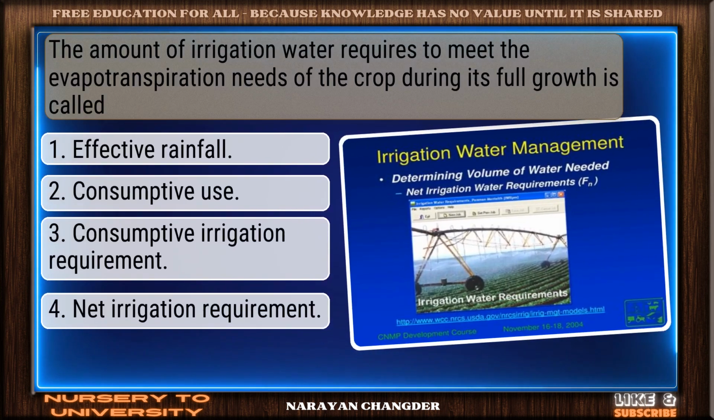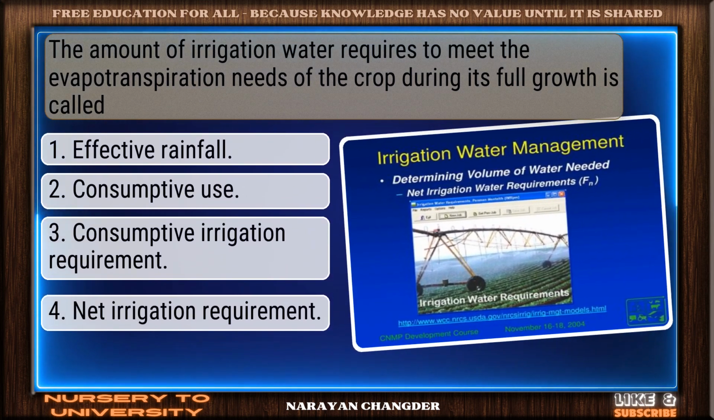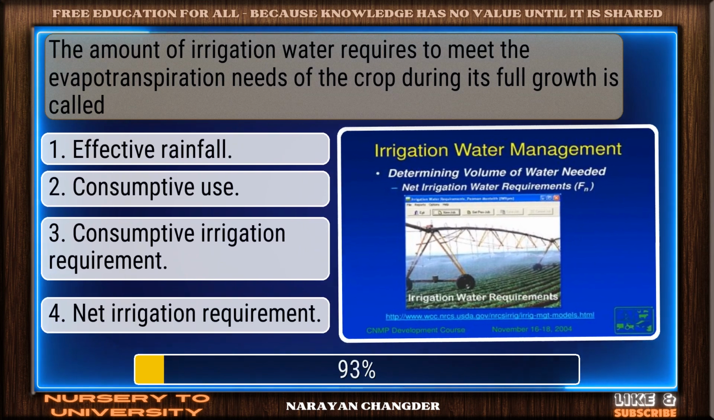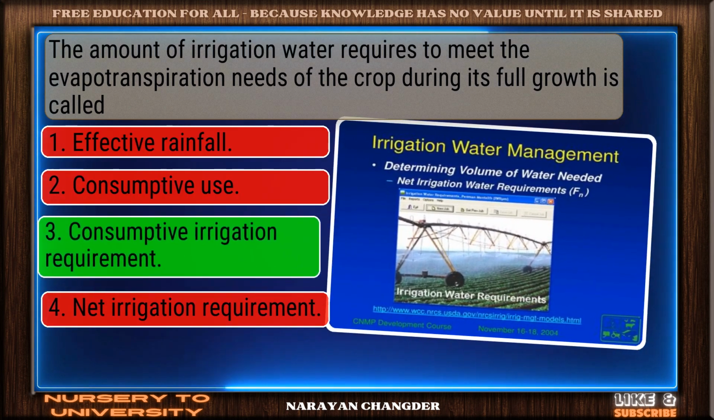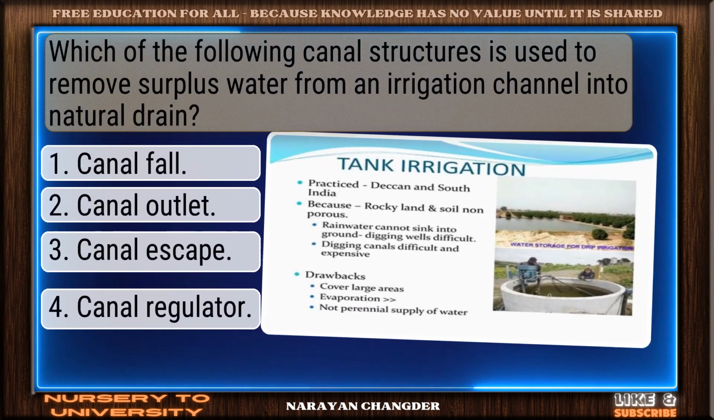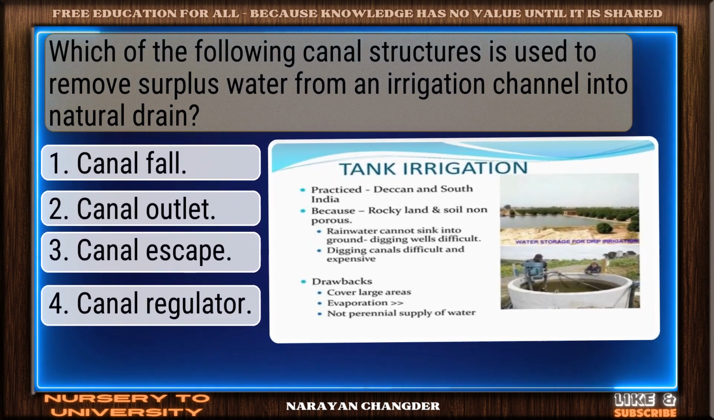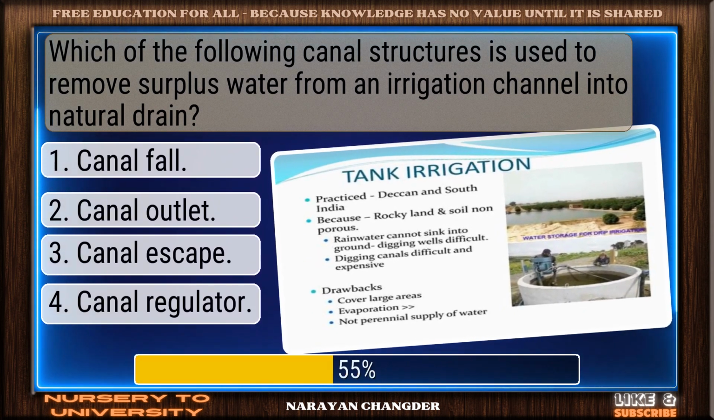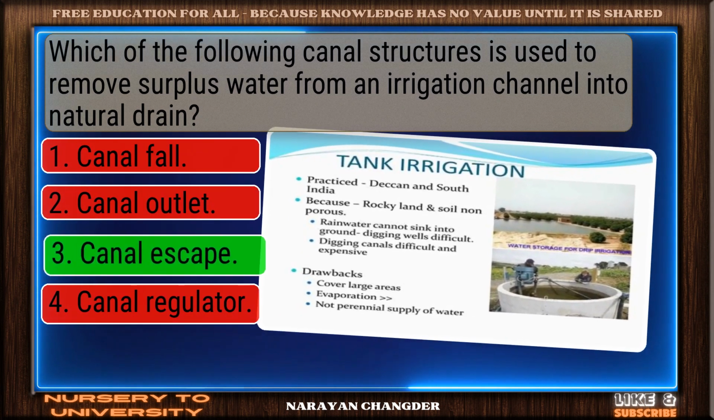The amount of irrigation water required to meet the evapotranspiration needs of the crop during its full growth is called. Nice selection. Consumptive irrigation requirement is the correct and valid answer. Which of the following canal structures is used to remove surplus water from an irrigation channel into a natural drain? Valid point. Canal escape is true.